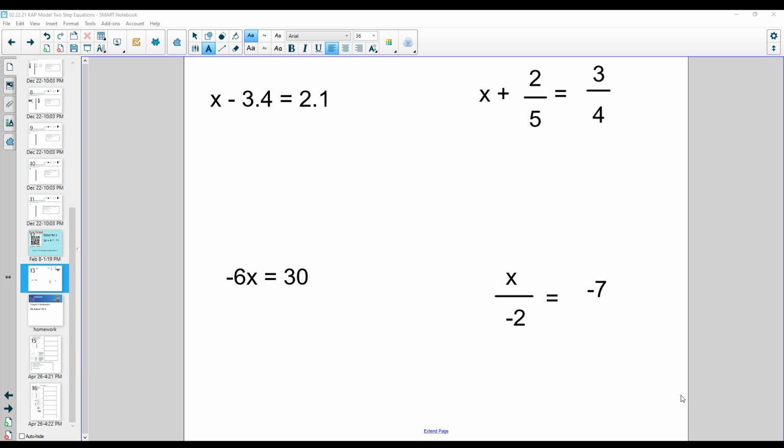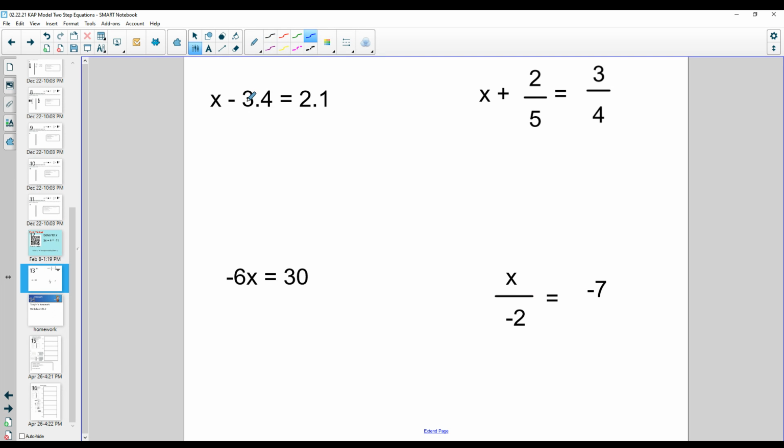This is over one-step equations, solving one-step equations. So the main thing you got to understand is how do you undo addition, subtraction, multiplication, and division? You do the inverse operation. So to undo a subtraction, you add. To undo an addition, you subtract. To undo a multiplication, you divide. And to undo a division, you multiply.